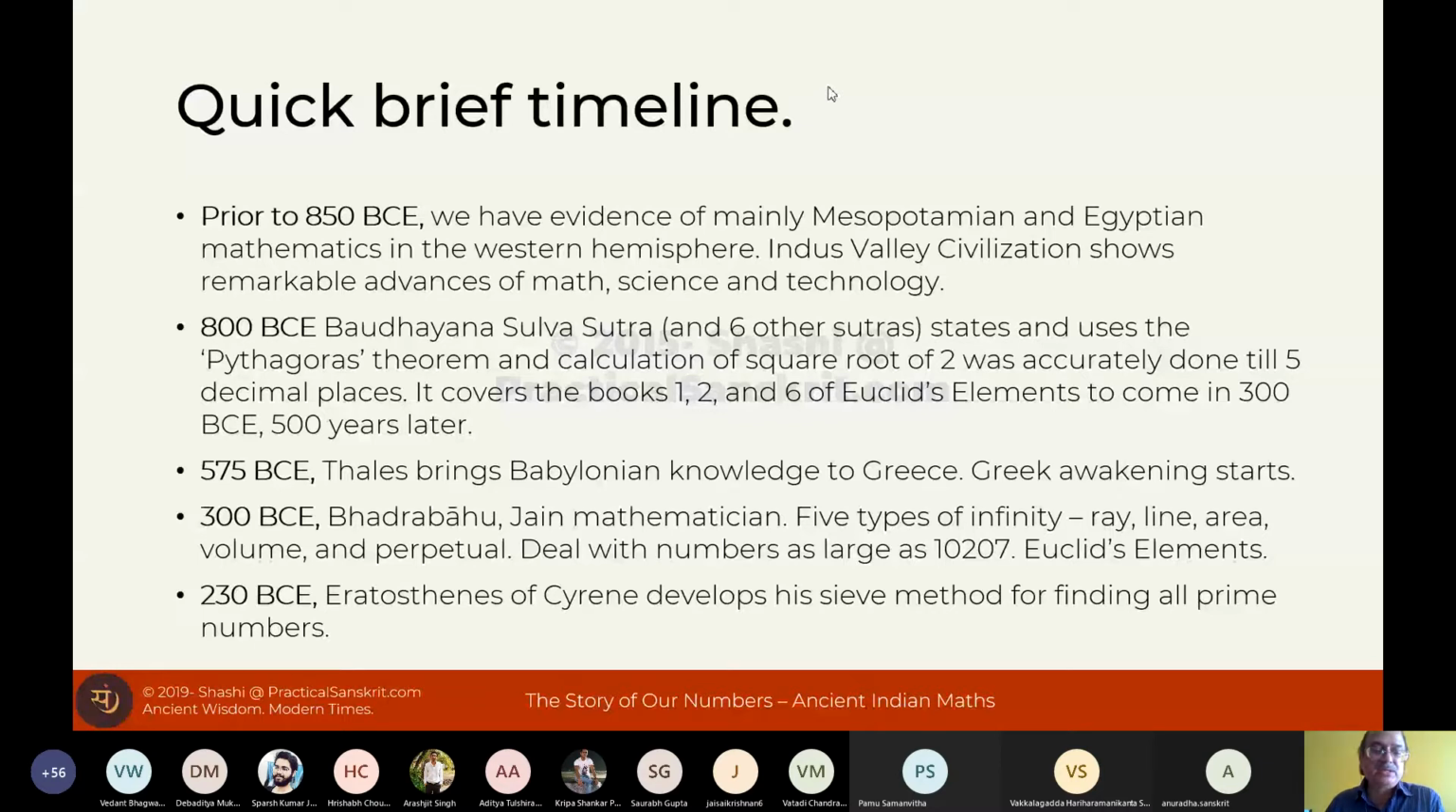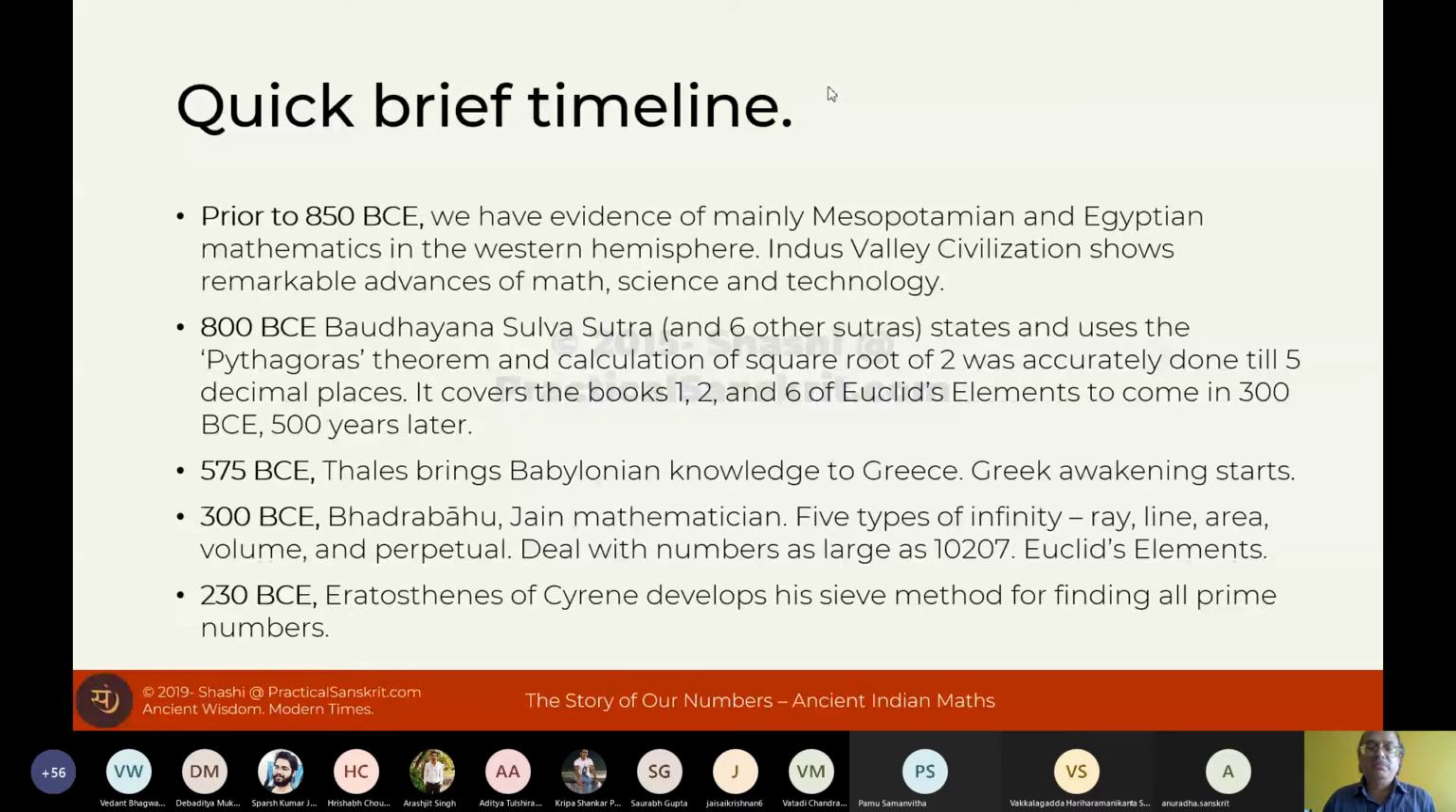Then 230 BCE, Eratosthenes of Cyrene develops the sieve method of finding all prime numbers. Right? So basically you keep going, and whenever you find a prime number, if you take 2, then every 2, 4, 6, 8, you just keep removing, since these are not prime numbers. Then take 3, and then 3, 6, 9, 12, 15, you just remove them. That's the sieve method.